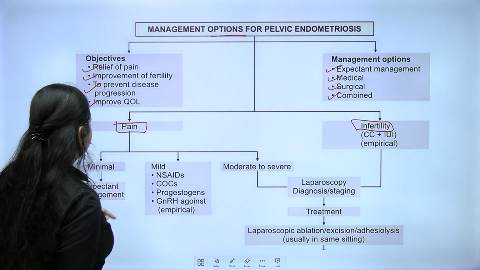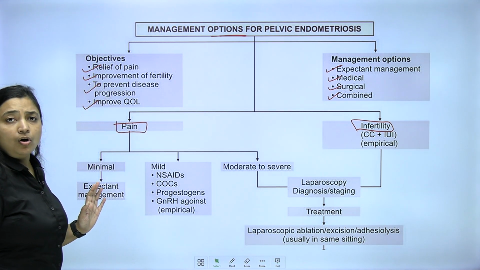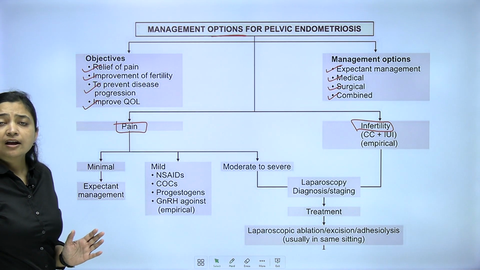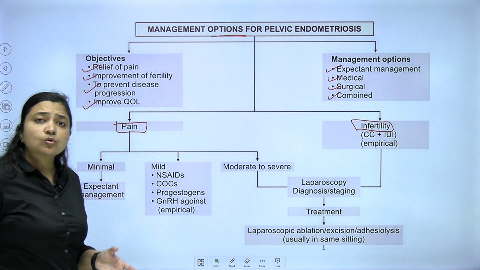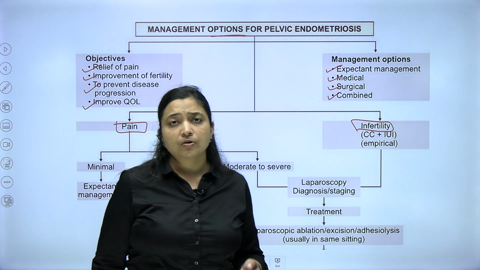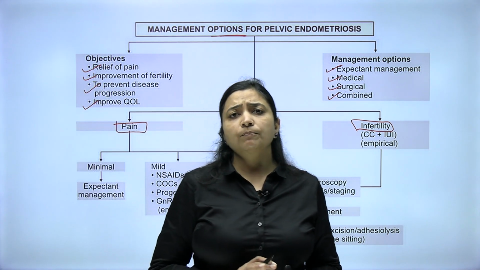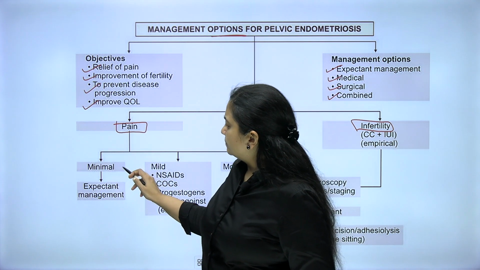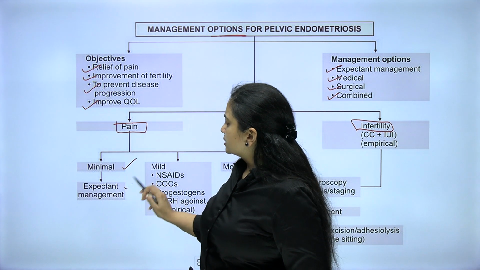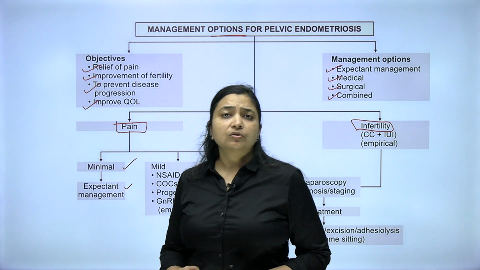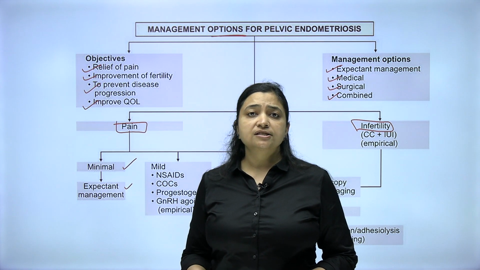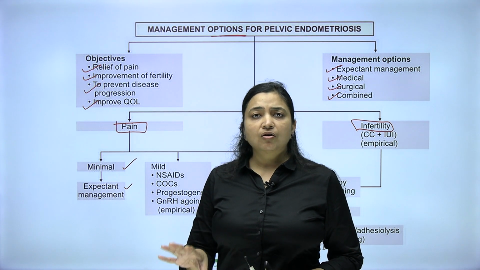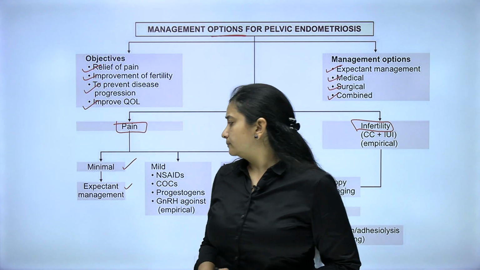So, if pain is the main complaint, it depends on the score of the pain scale, that is how much pain the patient is suffering, whether the quality of life is so disturbed that she is not able to perform her normal activities, or she is having pain but it is tolerable. If she is having a tolerable pain, that is a minimal pain, then we will go for expectant management. We will not do anything, because we don't know which disease will progress, which will not progress. So till the patient is doing well on her own, we will leave her like that.